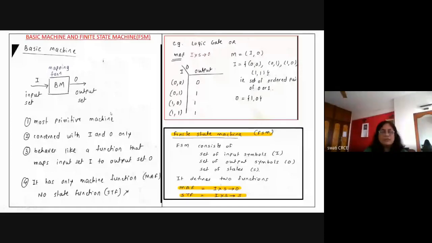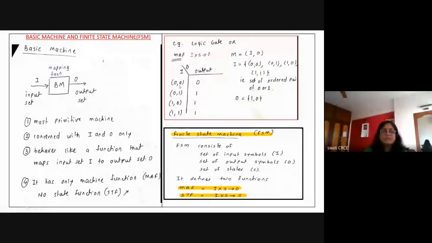Okay, so let's have a recap. We have studied about basic machine. Basic machine is just a mapping function which maps your input to the output. So your input symbol such as 00 is mapped to the output 0 because here, in this example, it is the design of a logic gate OR. So basic machine is not having any memory or processing power. It is just a machine function which maps your input to output.